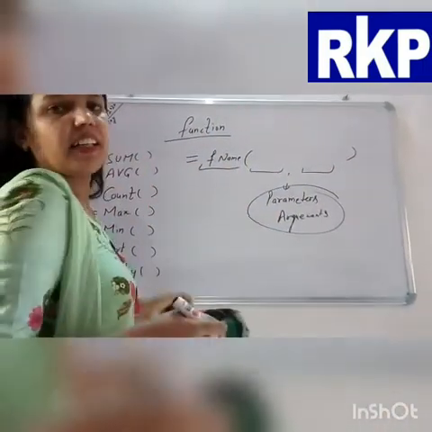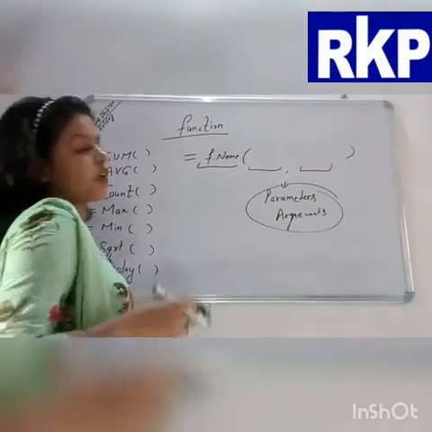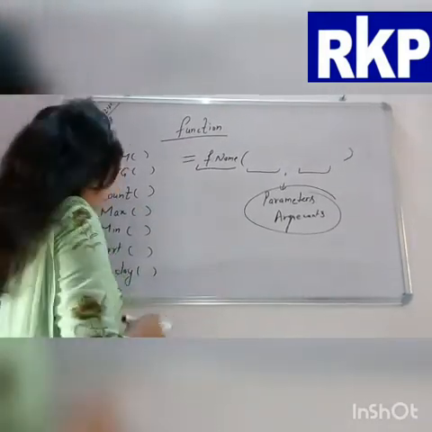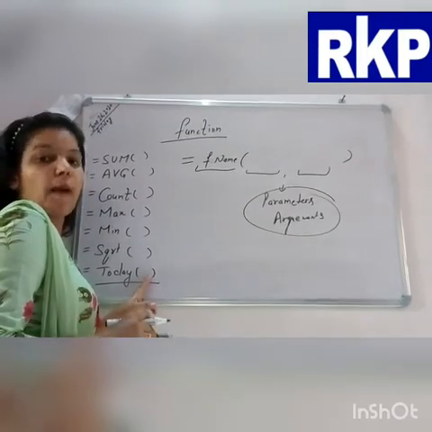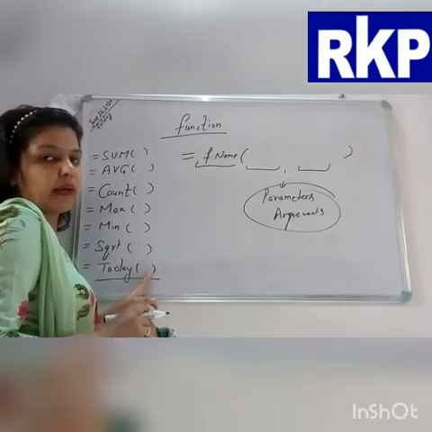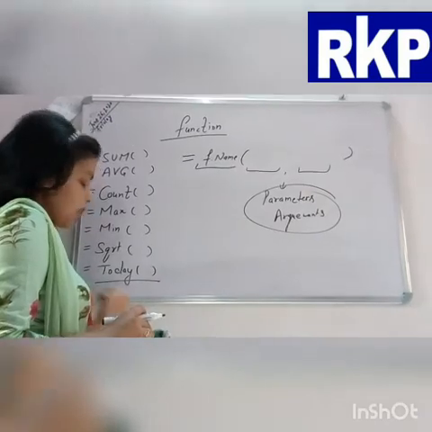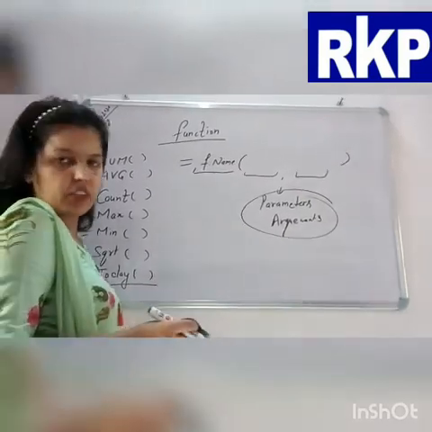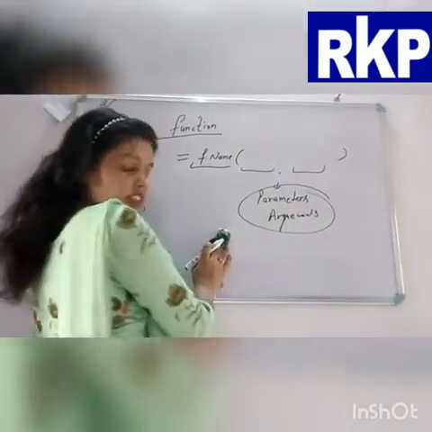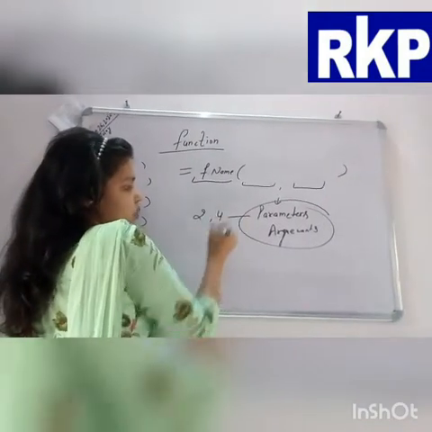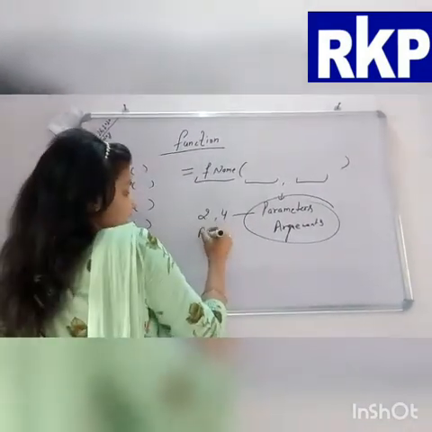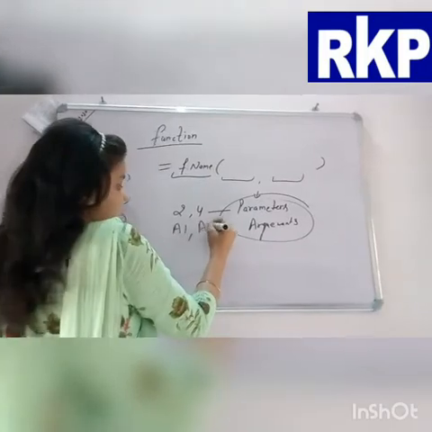Some functions will not contain any kind of parameters. Like the TODAY function, there is no requirement to put any parameter here. Just write the same structure and you will get the current date. But in case of some functions, you have to put parameters or arguments. A parameter can be any value, like you can write 2 or 4. It can be any cell, like A1, A2.